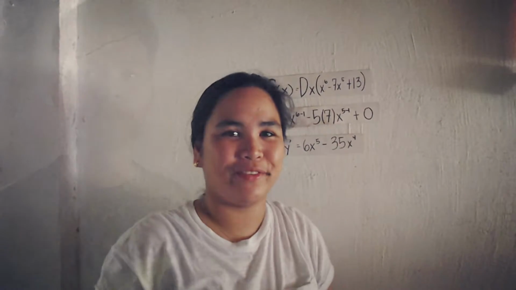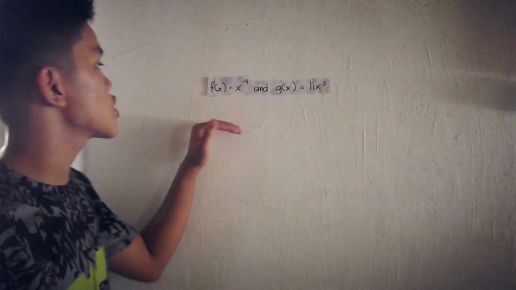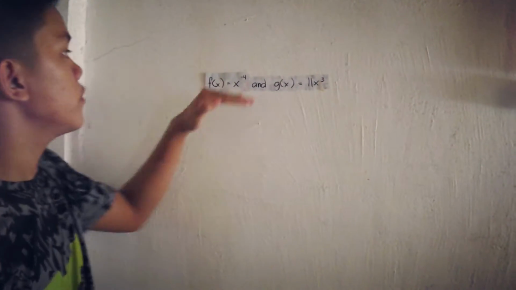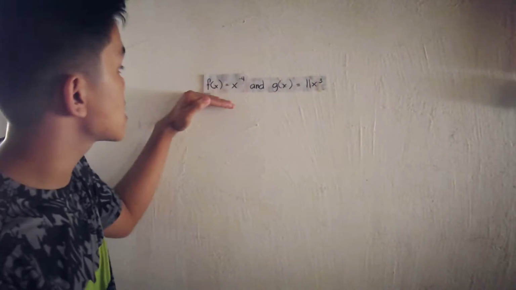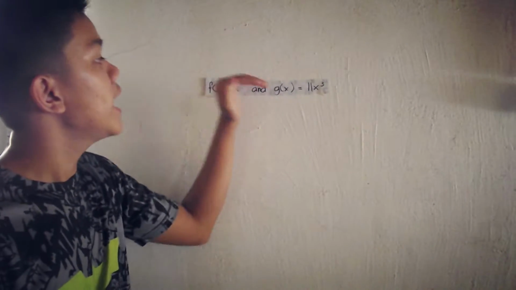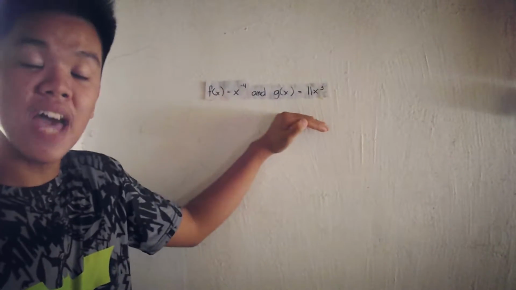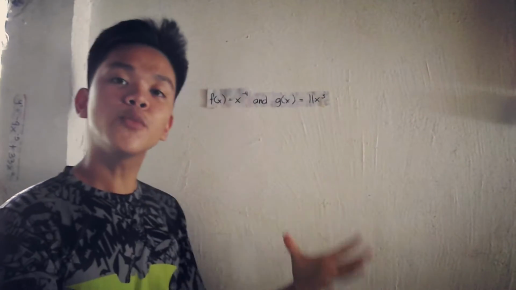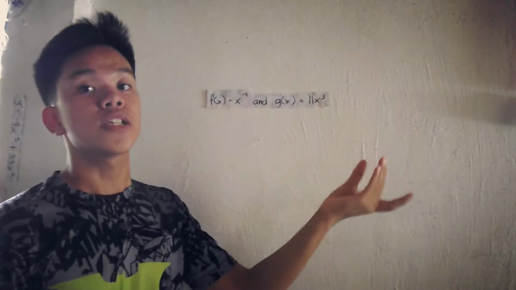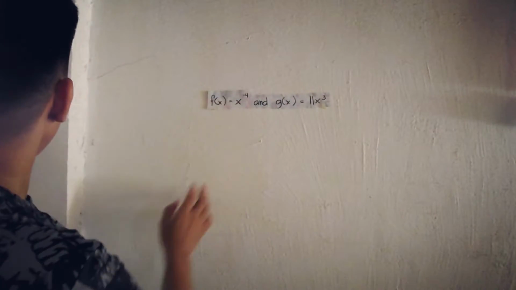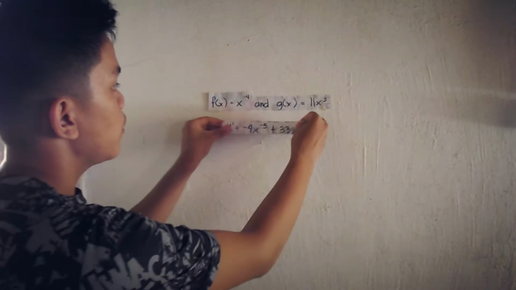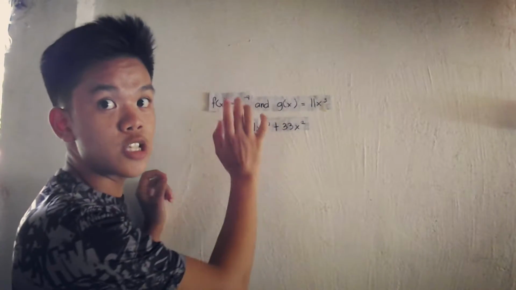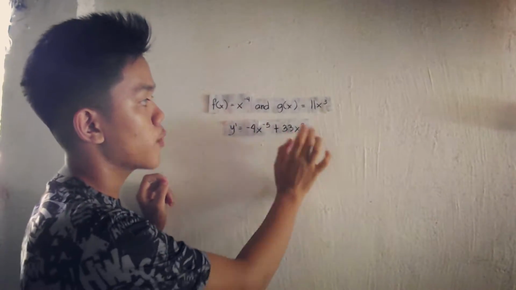That's all. Thank you. Now, in this given function, we are going to use the sum rule. First is the f of x. F of x is equal to x raised to the power of negative 4, and the g of x is equal to 11x cubed. So the equation for the sum rule is f prime plus g prime. To get that, the result would be negative 4x raised to the power of negative 5 plus 33x squared.